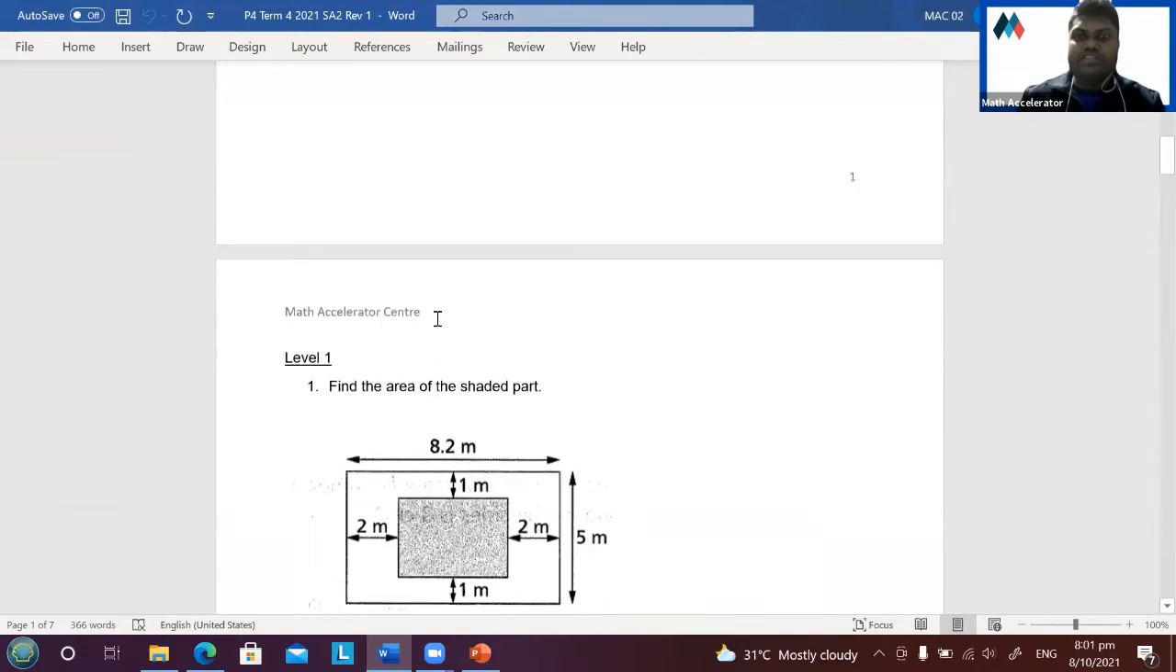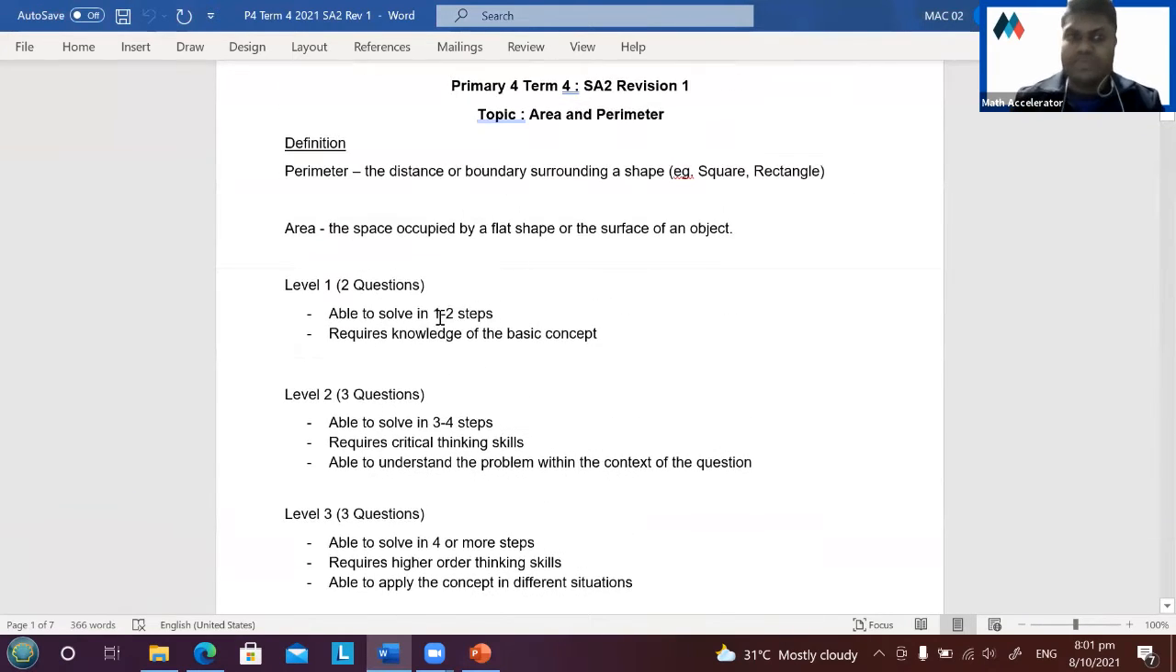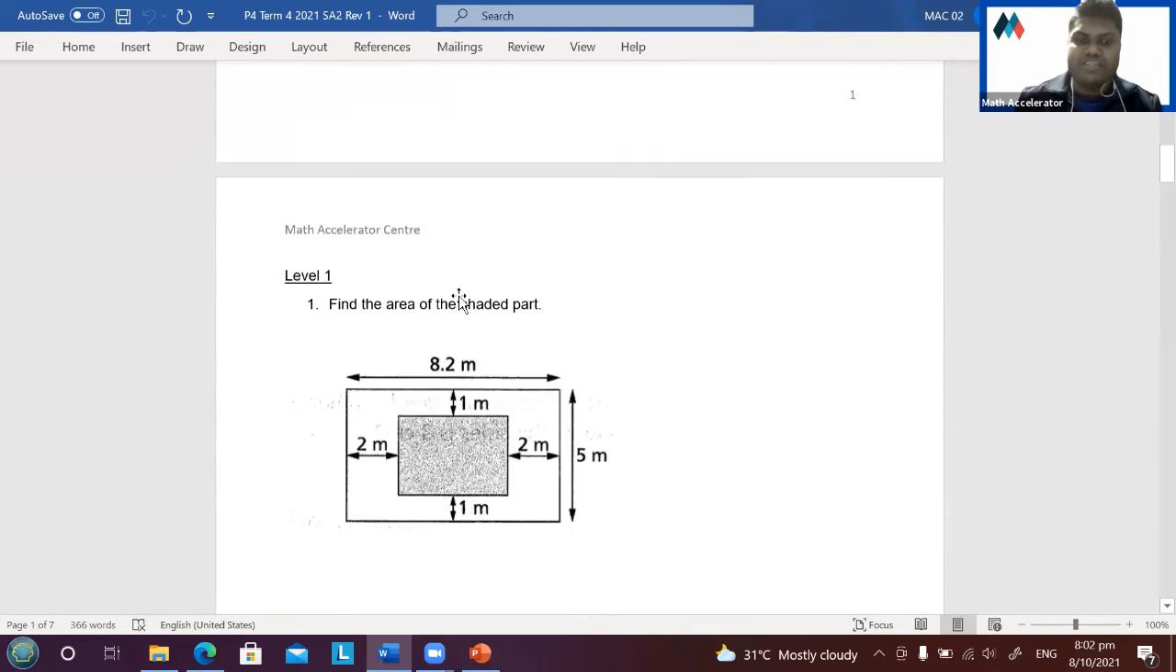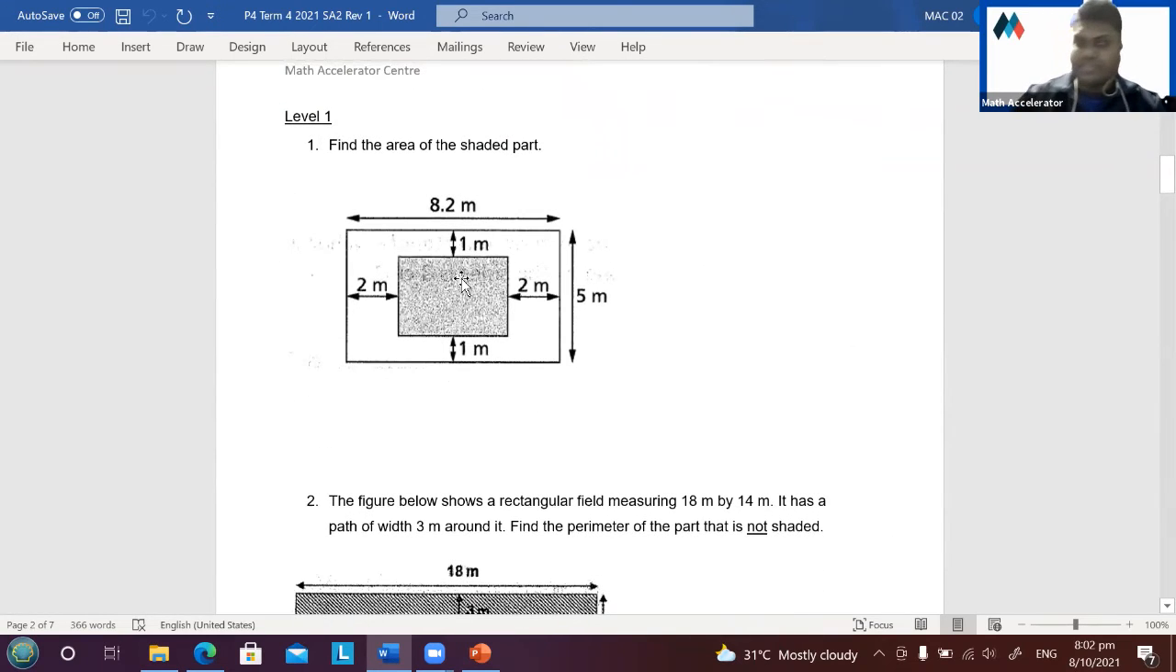As I mentioned earlier, there'll be 3 levels. Level 1 will have 2 questions, level 2 will have 3 questions, and level 3 will have a total of 3 more questions. So let's get right into it. Level 1. This kind of question will be very common in your exam, so please take note.